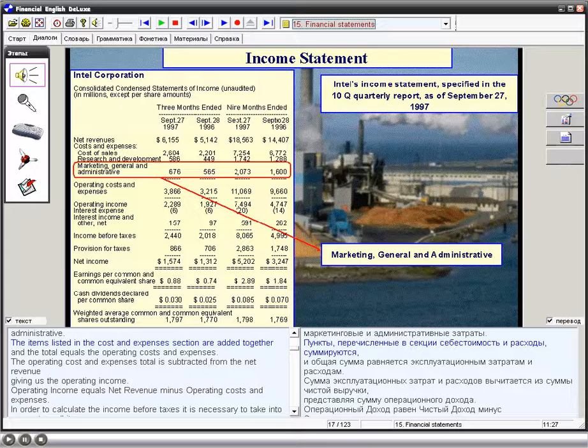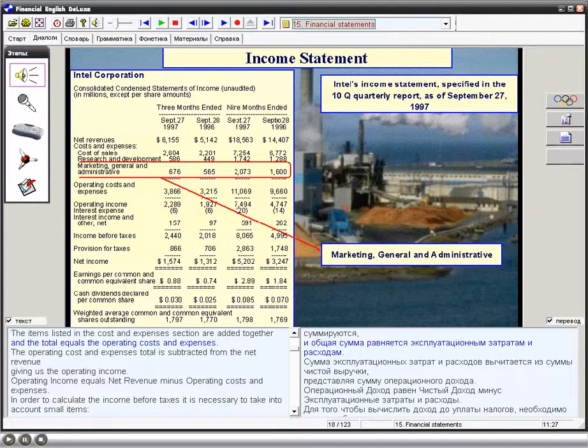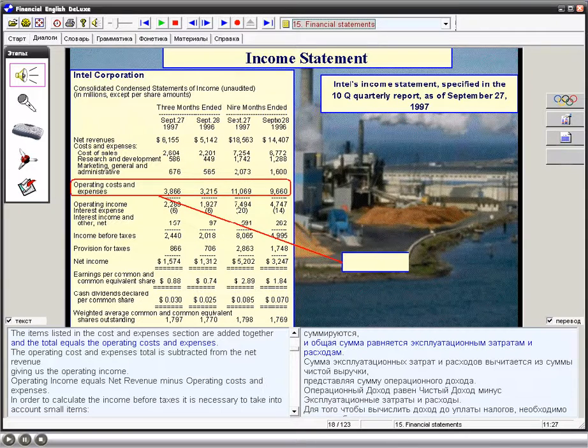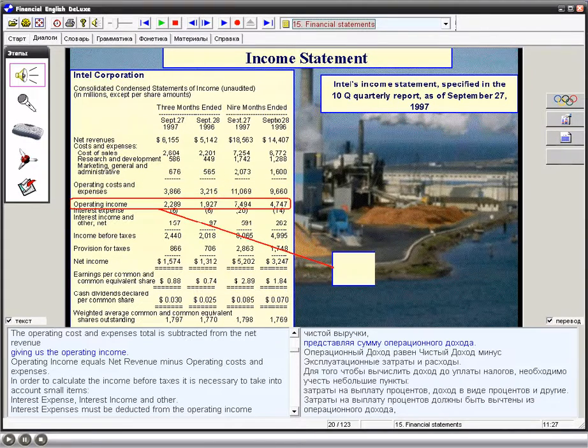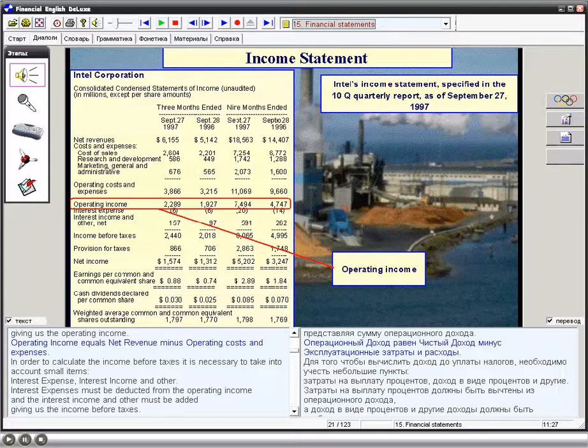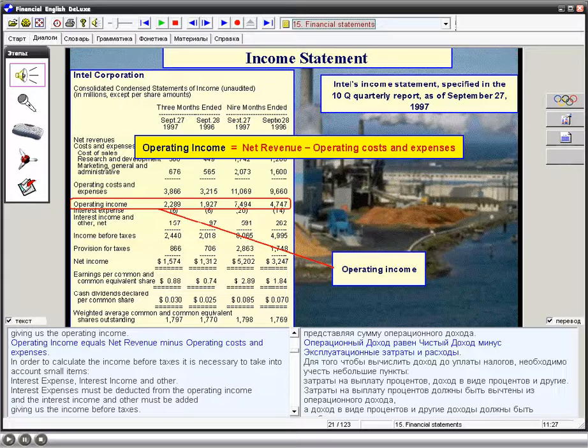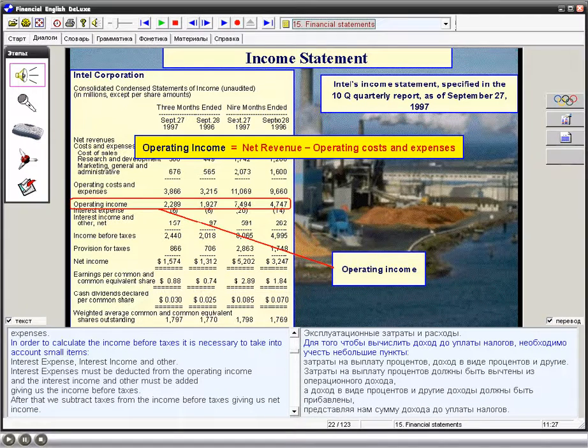The items listed in the cost and expenses section are added together, and the total equals the operating costs and expenses. The operating costs and expenses total is subtracted from the net revenue, giving us the operating income. Operating income equals net revenue minus operating costs and expenses.